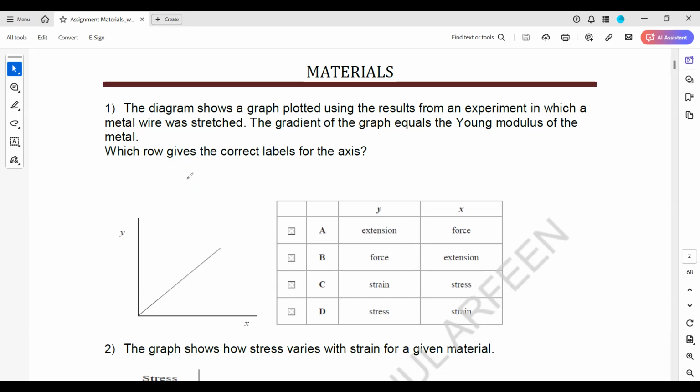If we have strain on the y-axis and stress on the x-axis, then strain divided by stress is the reciprocal of the Young's modulus, so it will give 1 over E. Young's modulus is denoted by the letter E, so it will be 1 over E. But when we have stress on the y-axis and strain on the x-axis, stress divided by strain will give us the Young's modulus. So D will be the right answer.